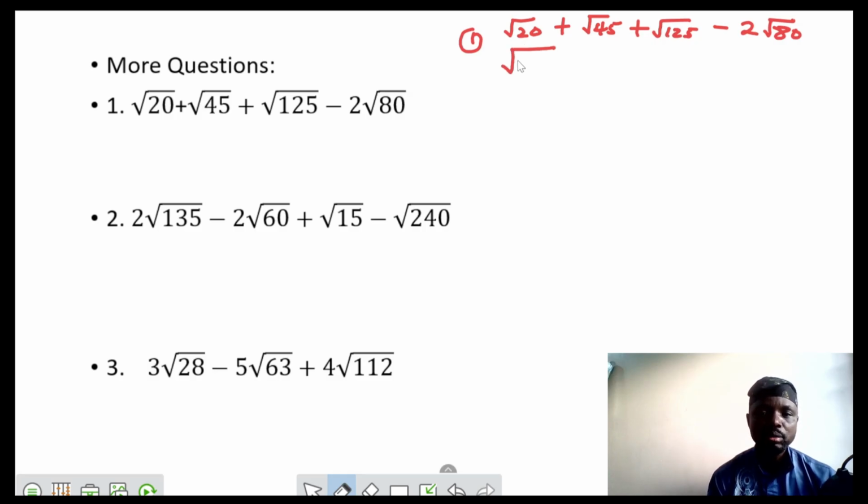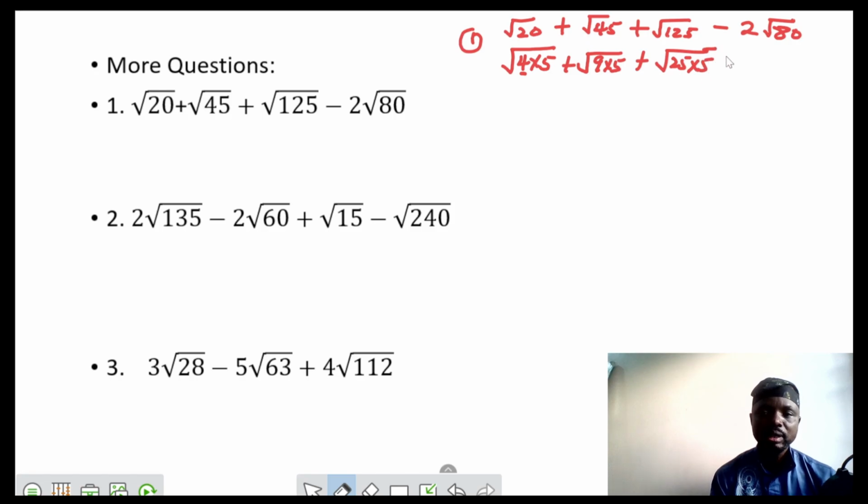So this one can be broken into 4 times 5. We can't say 10 times 2 because neither 10 nor 2 is a perfect square. The only one that has a perfect square that can give you 20 is 4 times 5, so 4 is a perfect square. Please, that's what you should target. Then plus, here we have 45. 45 can be 15 times 3, but none of them is a perfect square, so I cannot use that one. So we think of another factor that can multiply to give you 45, which is 9 times 5. Then also 125, I have 25 times 5.